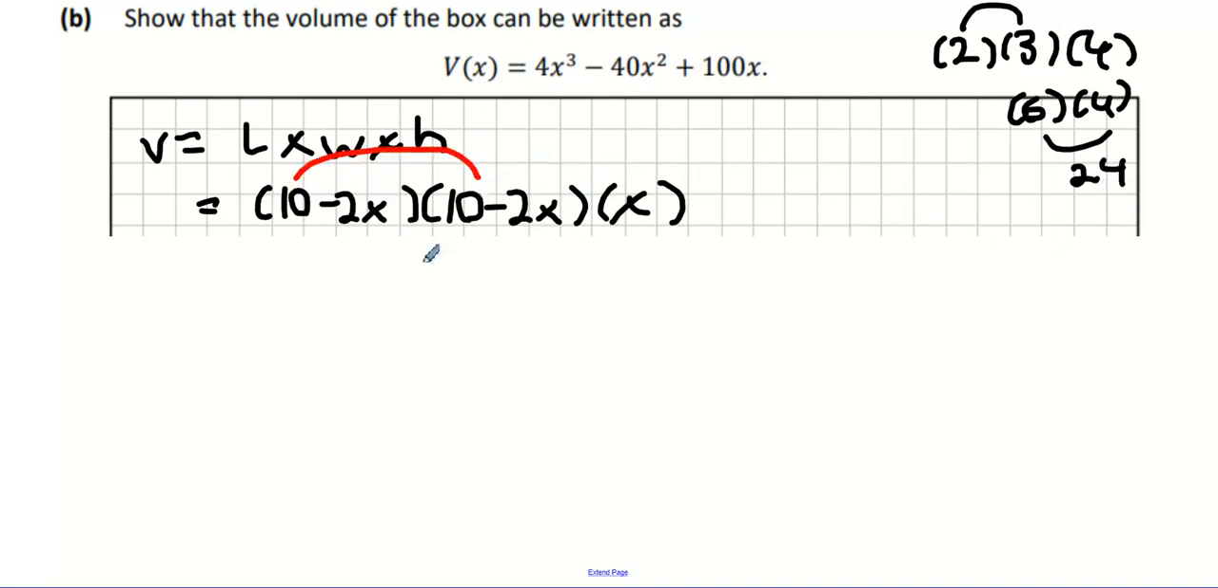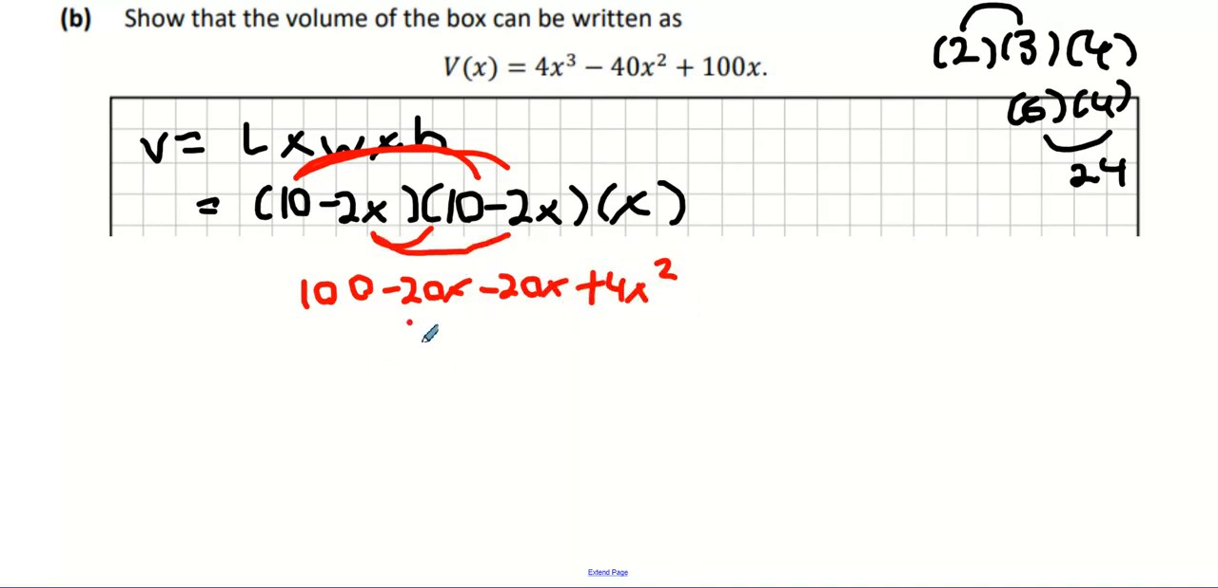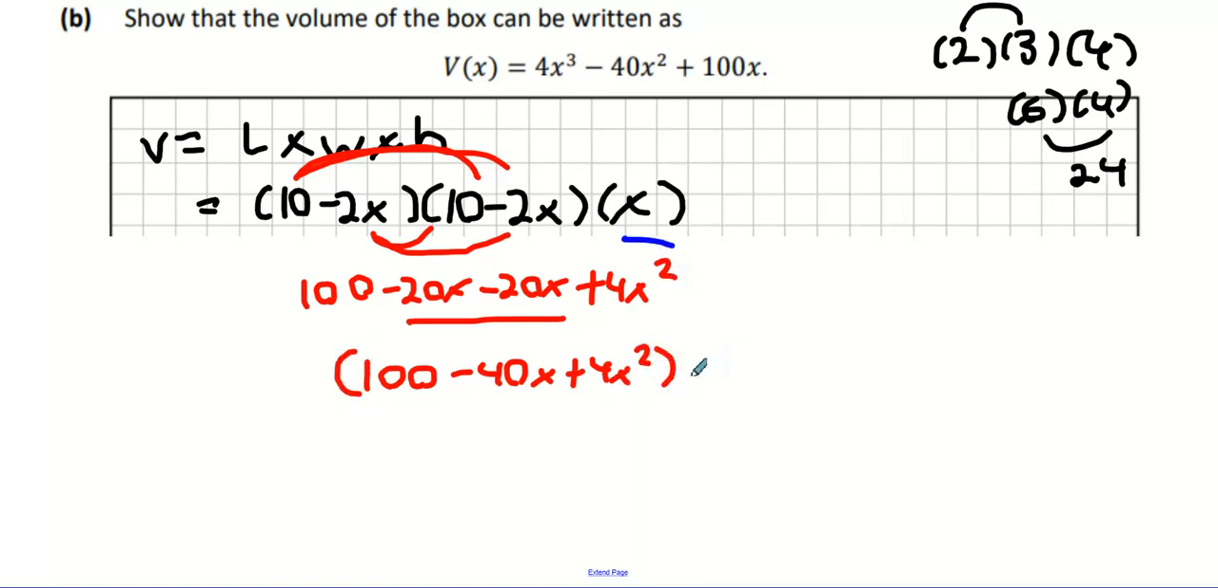We're going to do the same thing here. We're going to do 10 times 10 to get 100. 10 times minus 2x to get minus 20x. Minus 2x times 10 to get minus 20x. Minus 2x multiplied by 2x is 4x squared. We're going to add the two 20x's together in the middle to get minus 40x plus 4x squared. And then you're going to multiply that by the x here. Multiply it in. 100 times x is 100x. Minus 40 times x is minus 40x squared. And then finally 4x times x is 4x cubed.